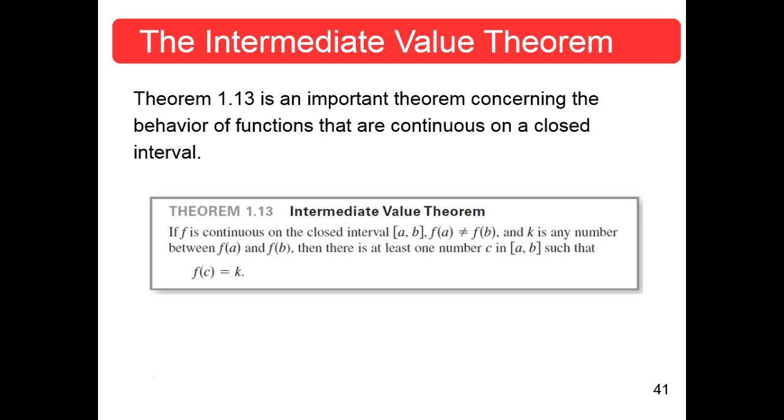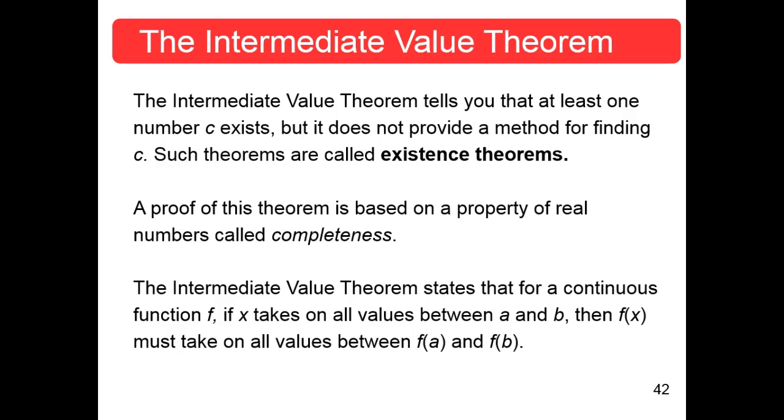Then it says there is at least one number C somewhere between A and B such that F of C is equal to K. In other words, you can't get from here to here and not pass here. You can't, because it's a continuous function. It has to somewhere be that K in between at some number C. Maybe more than one C is doing this. It could be 15 in between there, or any number in between there. But there's going to be at least one where F of C is equal to K. If it's continuous, it's got to be.